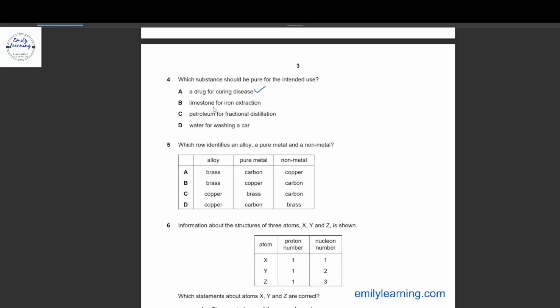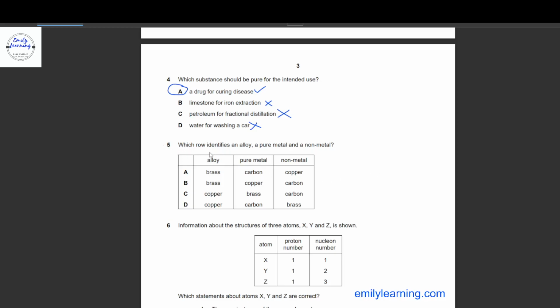Limestone for iron extraction, not necessary. Petroleum is already a mixture, so it's already not pure. Water for washing a car, not essential. Even if it is rainwater, we can also wash the car. And rainwater is basically a mixture containing water and other dissolved gas, right? So the answer for 4 is A. We need something to be very pure, particularly when we want to consume it, for example, for drugs, for food, and so on.